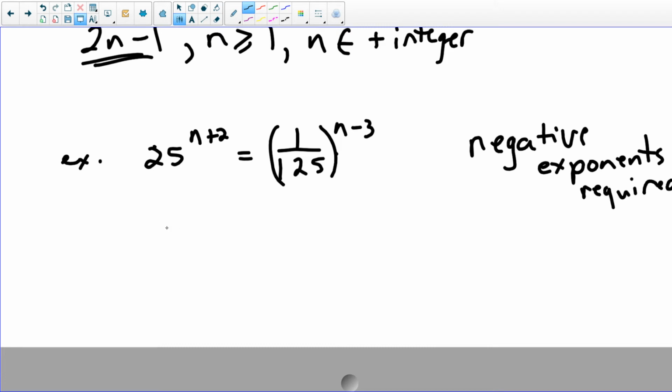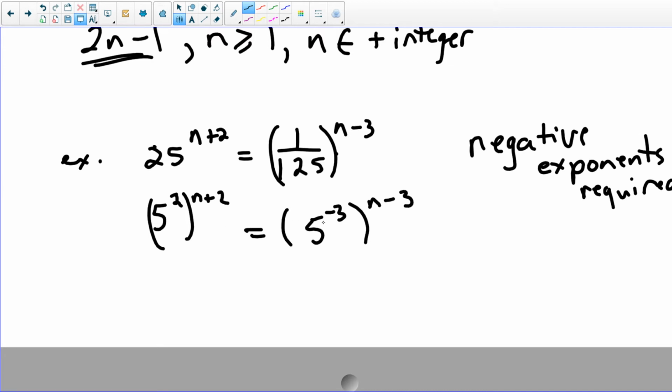So if I write this as 5 to the 3, oh, sorry, I'm thinking of the other side. 5 to the 2 to the n plus 2. I can write this base as was stated, as 5 to the negative 3. Because 5 to the 3 is 125, but we need to flip it, and the negative exponent does that. And now we've got our similar bases.